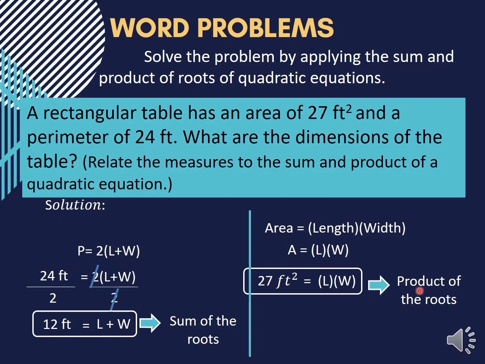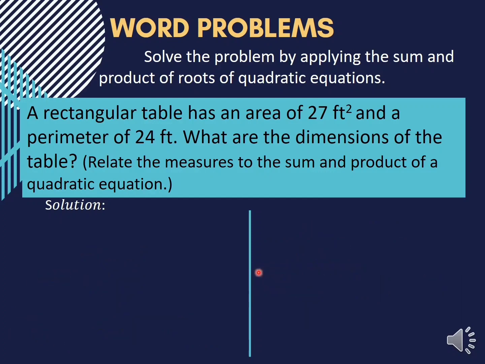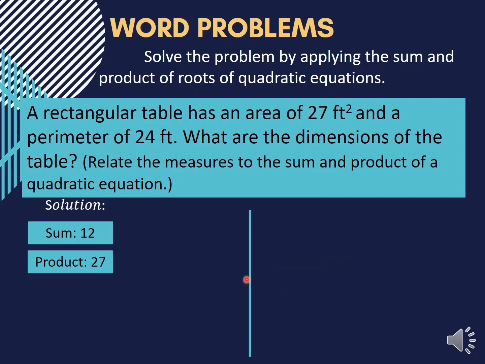So we all know that the sum is equal to 12, right? If the sum is 12 and the product is 27, that's what we had earlier. Let's go back. This is the sum, 12, and the product is 27. The sum is 12 and the product is 27, so therefore, we have two methods.